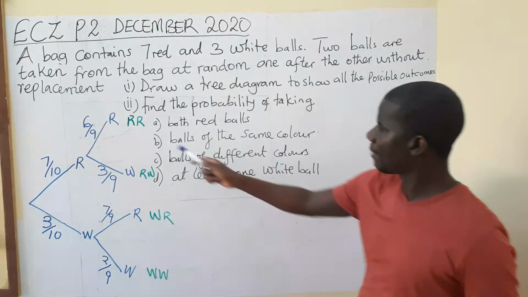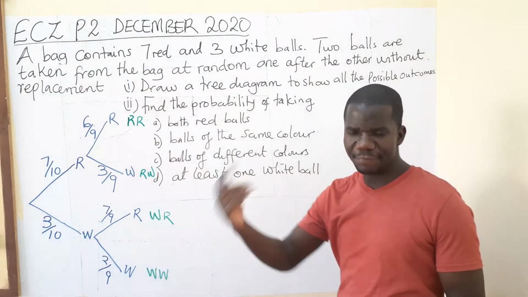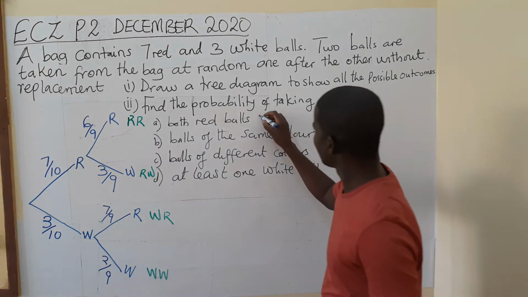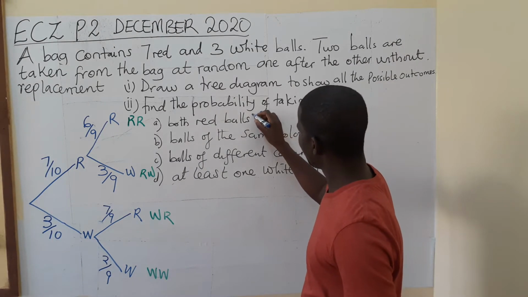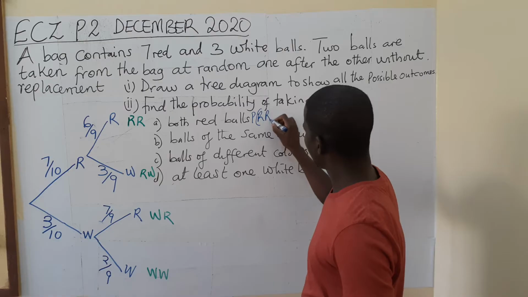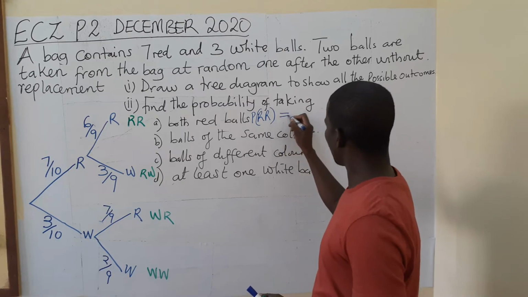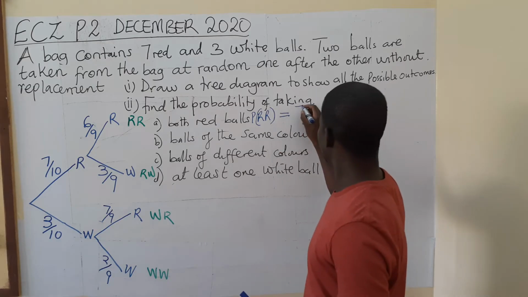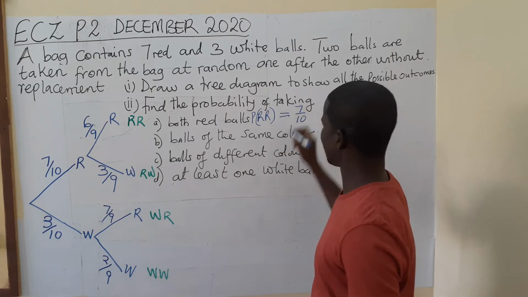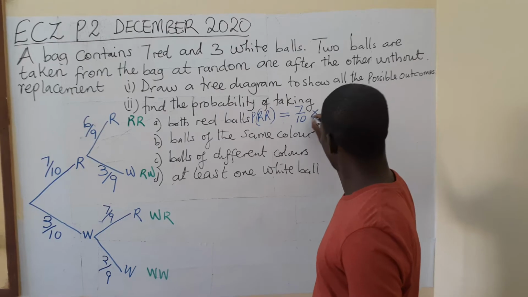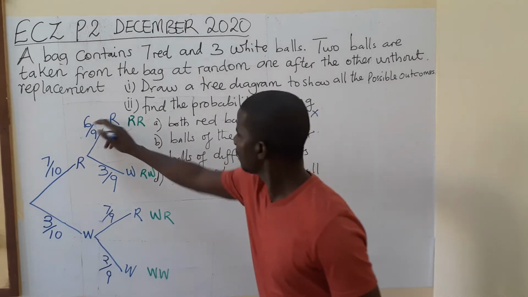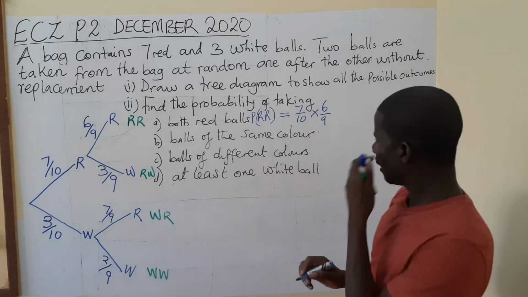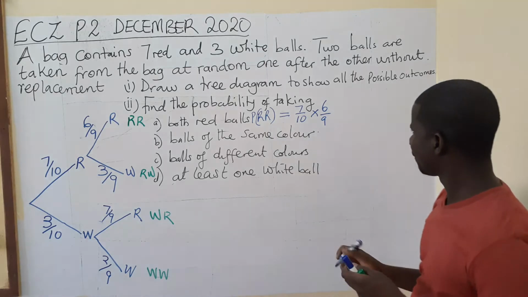So meaning we're talking about red, isn't it? The first one, we're talking about the probability of what? Red and red. The first one is red. What do we have? It's 7 over 10, isn't it? But the second one is also red. What is it? It's 6 over 9. Okay? That is what we have.